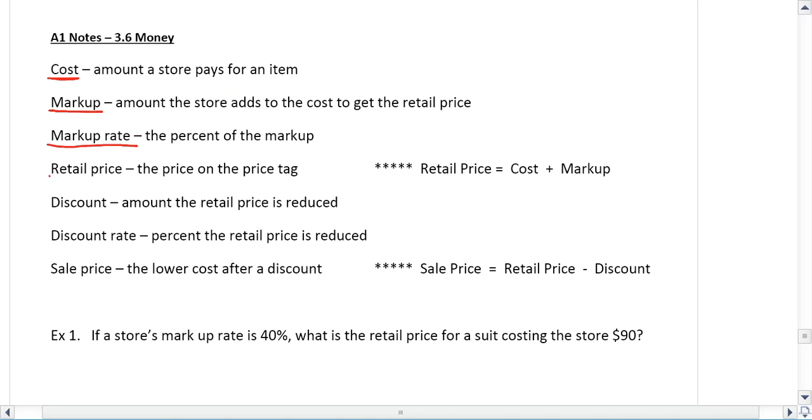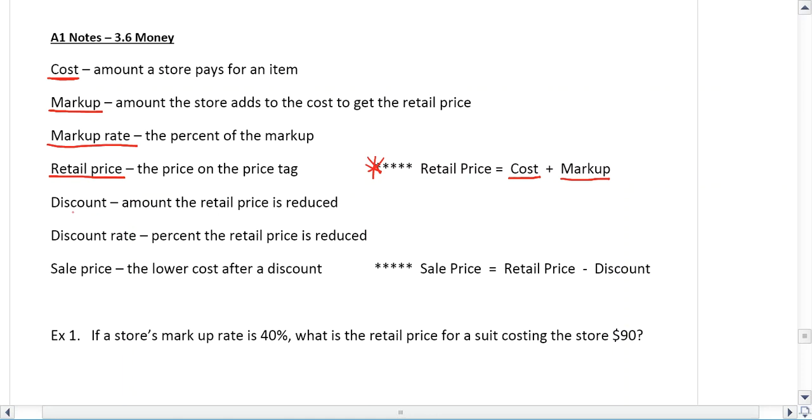So retail price, of course, is the price that we pay, what we see on the price tag. And to find retail, it's very important right here, I'll star it. To find retail, the store takes whatever it paid for the item, its cost, and adds on its markup. That's how they arrive at the retail price.